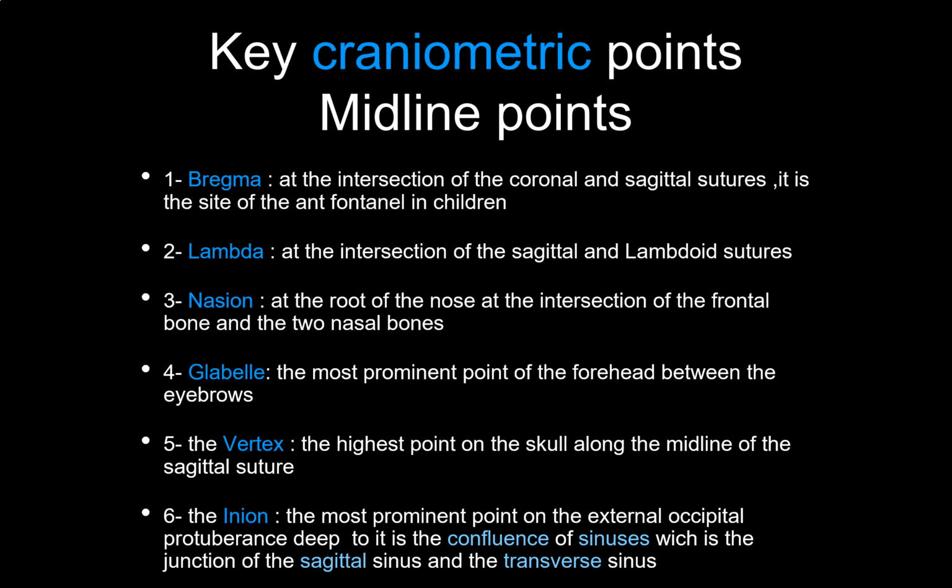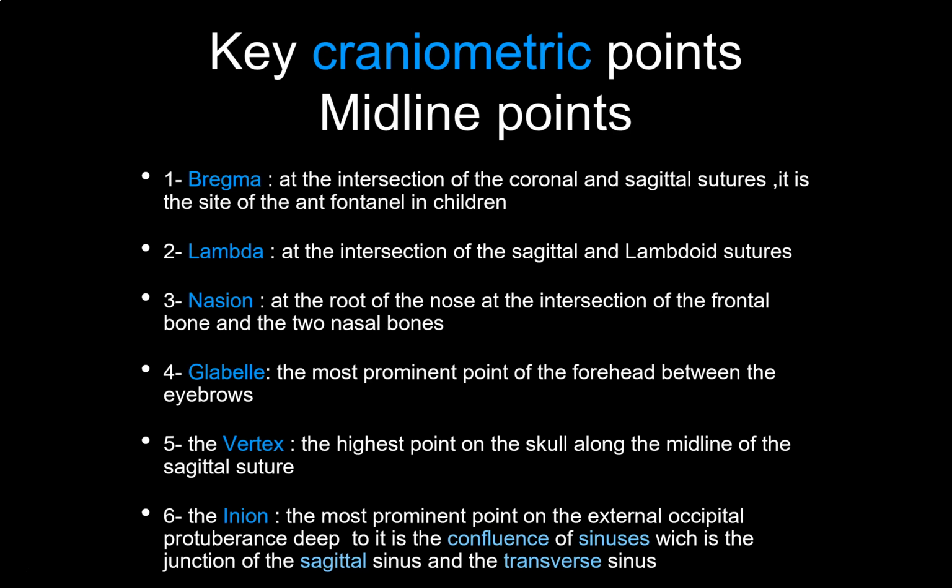The craniometric points: the midline points and the lateral points. The midline points, as regards their importance, the most important point is the bregma, which is the intersection of the sagittal and coronal sutures. And it is the site of the anterior fontanelle in children, where it closes at the age of 18 months. And from here you can have a good idea about the intracranial pressure in infants.